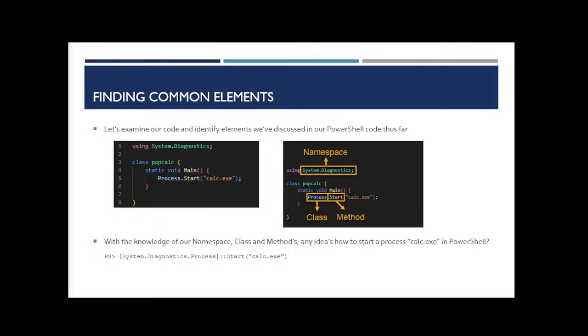So let's find some common elements with our PowerShell code. On the left, we have the original code, and this is the breakdown. We are importing the namespace System.Diagnostics. There is a class within System.Diagnostics named Process. I know that this may be confusing, but we'll get through it. Within that class, there is a method named Start, and what Start is going to do is spawn a process, right? With that knowledge of what a namespace, class, and method are, we can ascertain that if we wanted to do the same thing in PowerShell, it would look like what we have at the bottom line there.